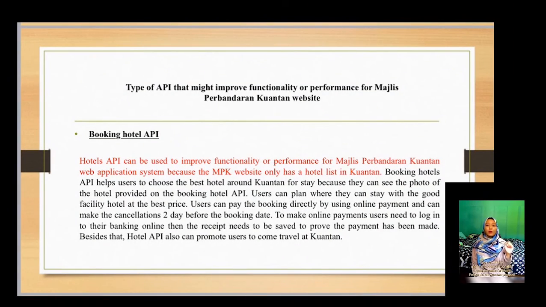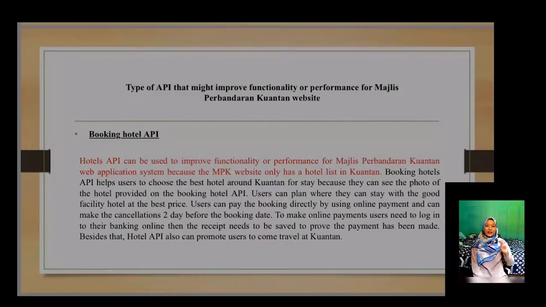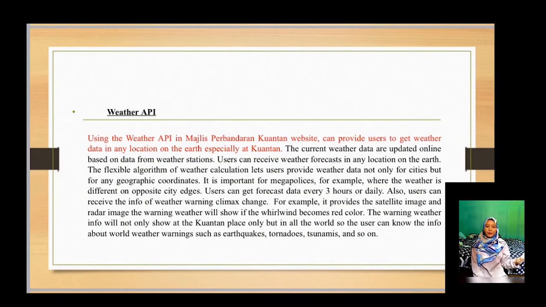First, about Booking Hotel API. Hotel API can be used to inform functionality or performance for the Majlis Perbandaran Kuantan web application because it only has a hotel list in Kuantan. Second, about Weather API. Using the Weather API in the Majlis Perbandaran Kuantan website can allow users to get weather data in any location on the earth, especially in Kuantan.